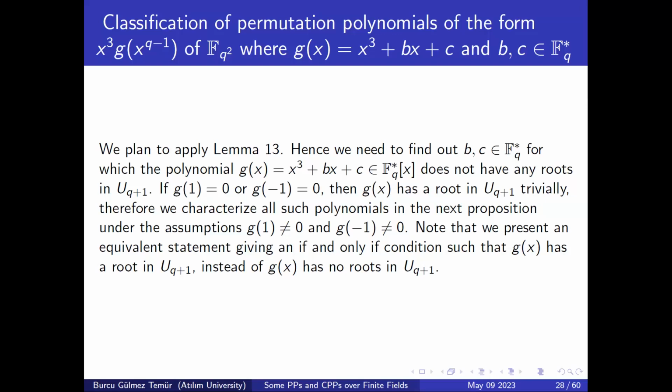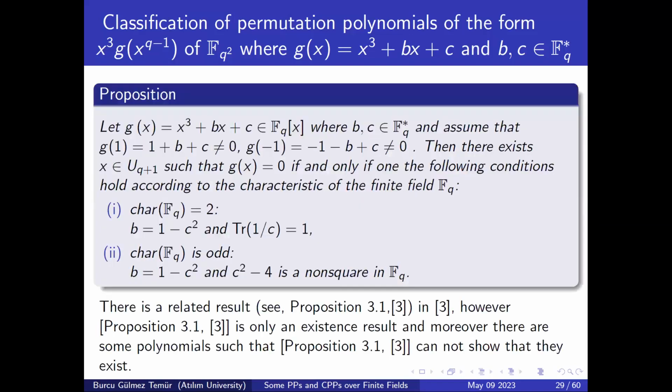And we first found a proposition which shows the condition such that g has a root in U_{q+1}. We don't want it to have roots in U_{q+1}, so finding where it has a root is important. And we have seen that it ends up like this. When the characteristic is even, we have two conditions. When the characteristic of Fq is odd, we have two conditions. These are the conditions for g to have a root in U_{q+1}, and we don't want these.